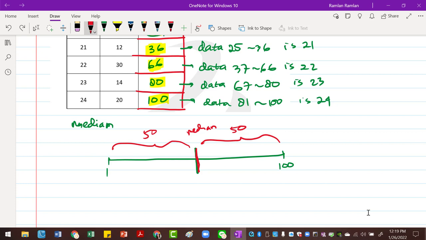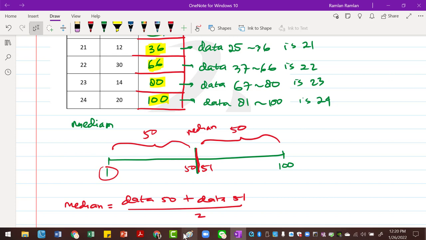So if we have 50 data over here, we'll get data number 1 until data number 50. Which means that on the right side of the median, that will be data number 51 until 100. This is the illustration. And the median itself is not data number 50 and not data number 51, but in the middle of those two numbers. So the median will be data number 50 added with data number 51, and then you divide it by 2.